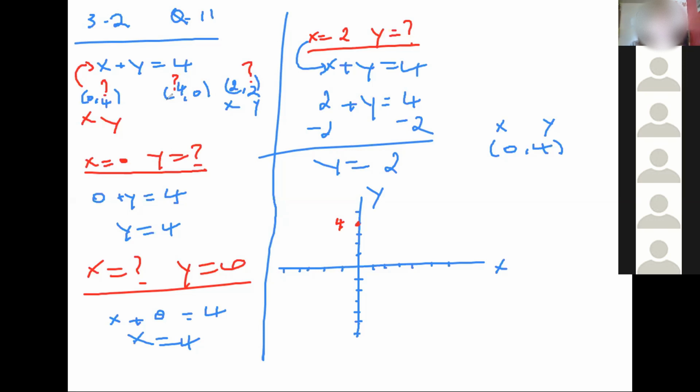Then the second one is 4, 0. Same way. So x is 4, y is 0. Where do you find the 4 again? On the x-axis. So the first one would be here. On what side of the 0? The 0 is in the middle. Right, the right side. So it's 1, 2, 3, and 4. So this is 4. The x is 4, the y is 0.